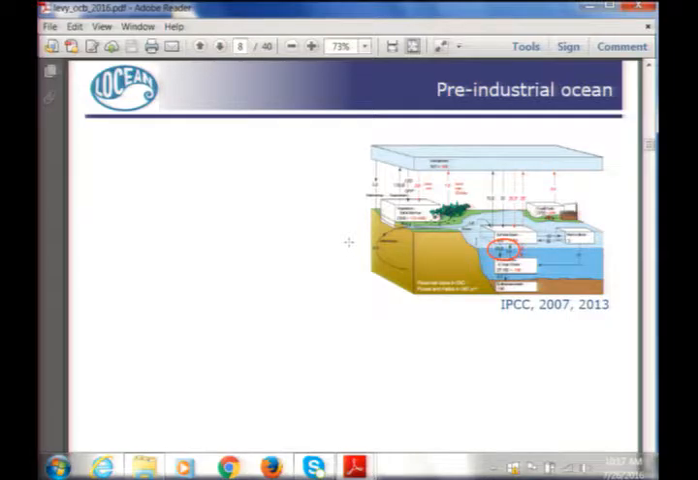So I want to go back to these IPCC schemes that have been drawn. This is the one from 2007 and 2013, to show you the flux I'm interested in. This is for the pre-industrial ocean. And these are the fluxes of DIC between the surface ocean and the deep ocean that have been estimated in these reports, and they are of the order of plus 100 and minus 90 in these two reports.